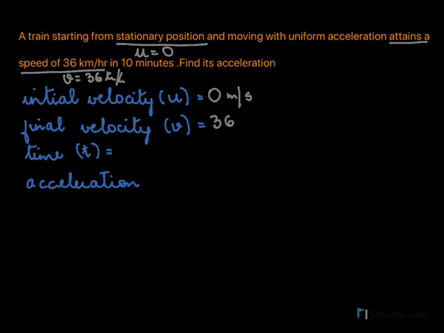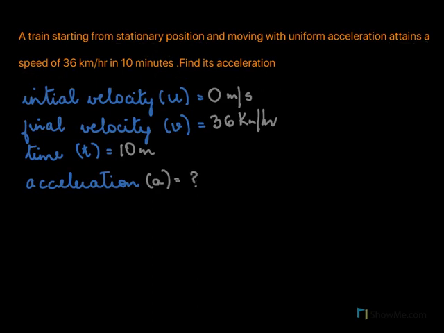So that is 36 km per hour in 10 minutes. So time is 10 minutes. Find its acceleration. The acceleration we need to find. So a is our question. The first thing we have to see is that everything is in the same unit. If you look up here, this is 36 km per hour. It should be meter per second.